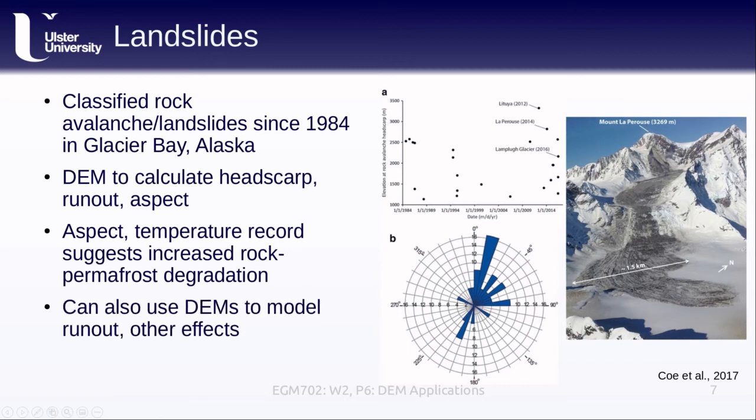And we can use the DEM to do things like model the runout, model landslides if it were to trigger at a particular location, for example. We can see what the potential effects are based on the assumed size of the landslide or the rock avalanche.